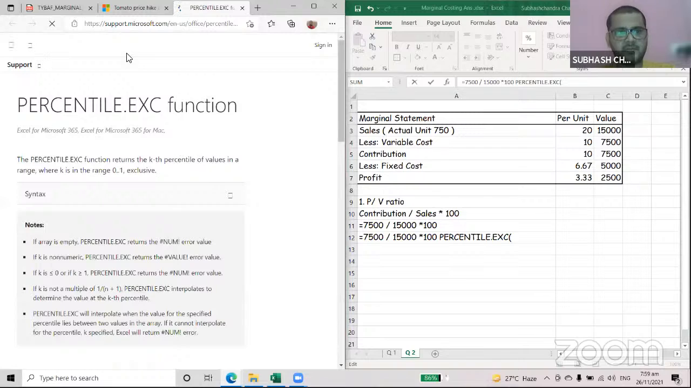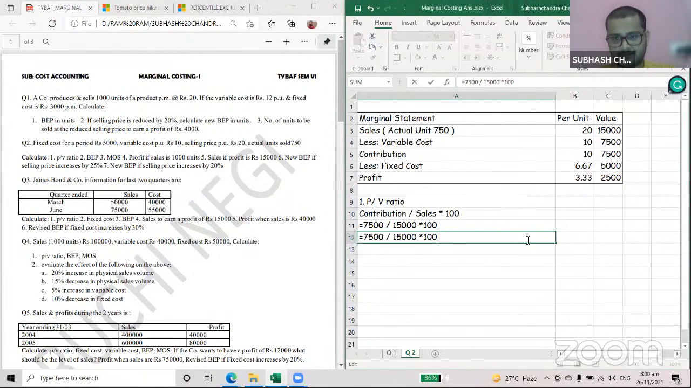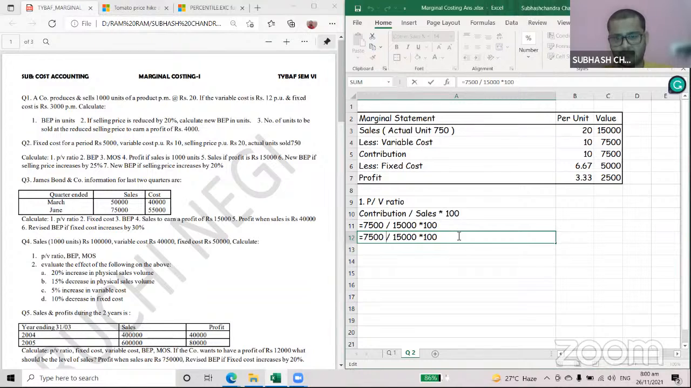Just give me a moment. So our answer will be 50%. Okay. Point number 2. Or directly I can write here 50%.